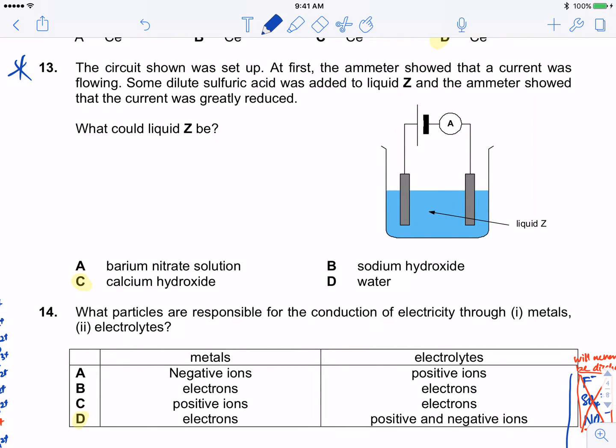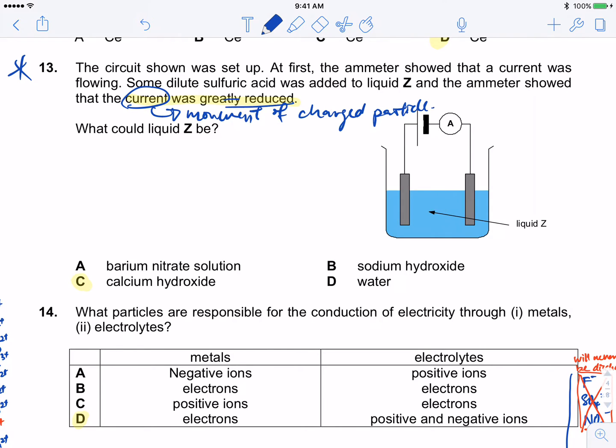Question 13. The circuit shown was set up. At first, the ammeter showed that a current was flowing. Some dilute sulfuric acid was added to liquid Z, and the ammeter showed that the current was greatly reduced. What could liquid Z be? Now, again, we talk about current being the movement of charged particles.